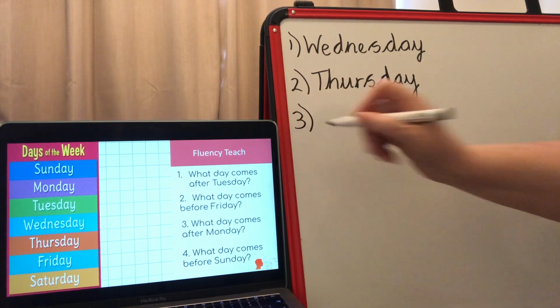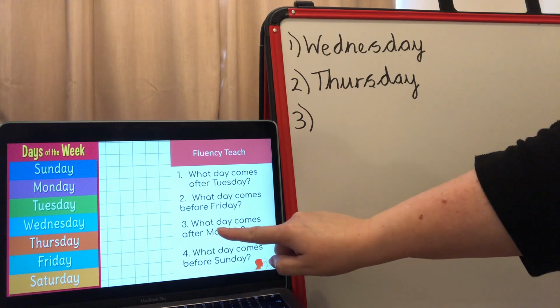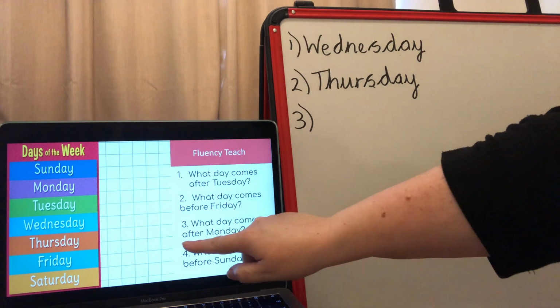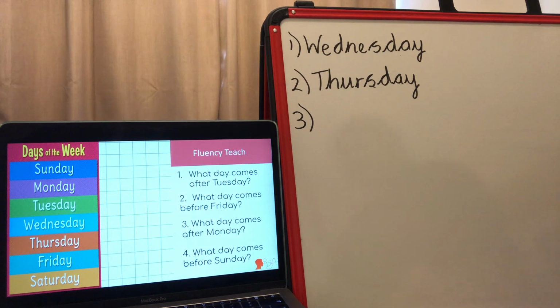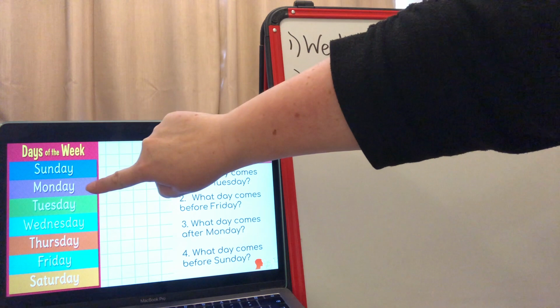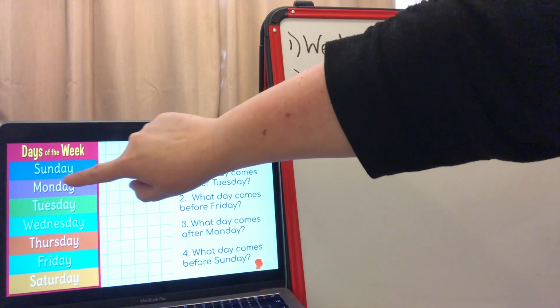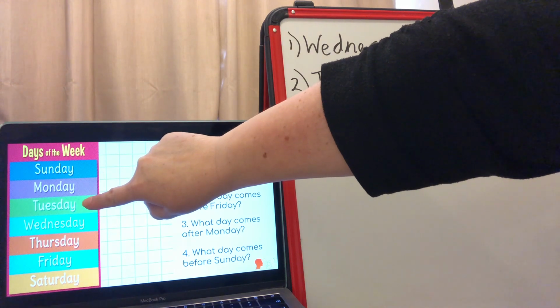Question 3. Can you read it with me? What day comes after Monday? Can you tell somebody in your house what day you think comes after Monday? Let's have a look. Here's Monday on our chart. Remember, to find the day after, we need to go down the chart. So down 1, what day is that?